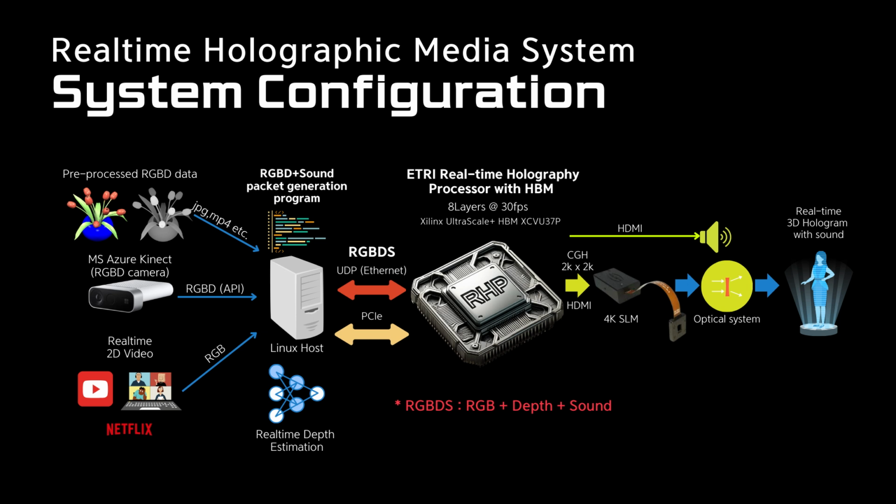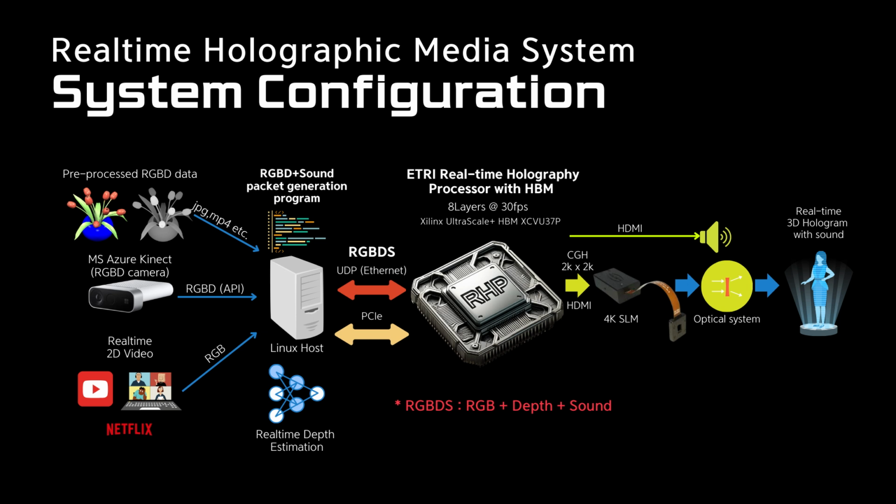Packet Gen's input is mainly classified into three categories. First, it is a pre-made RGBD data input. Second, it is an RGBD camera input like MS Edge or Kinect. Third, RGB input like YouTube video. At this time, depth is generated in real time using a depth estimation monocular model.